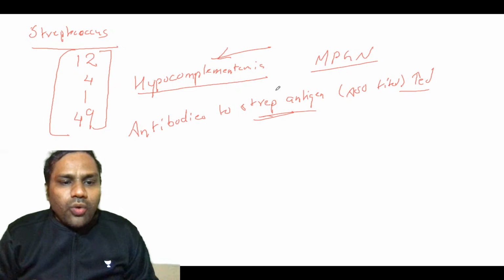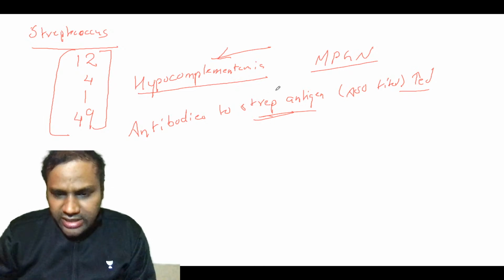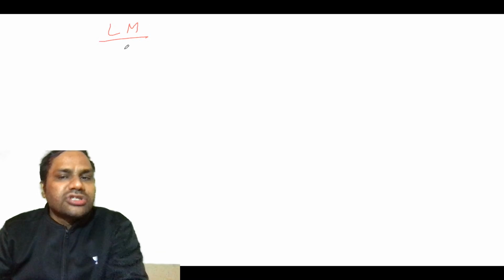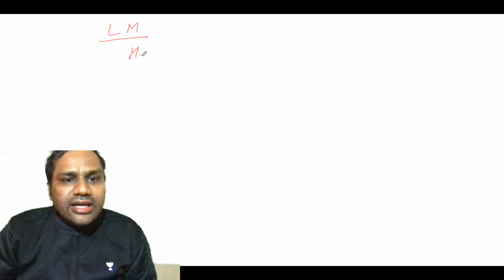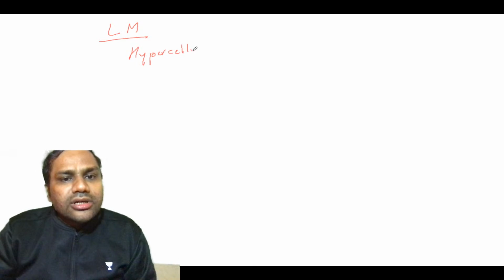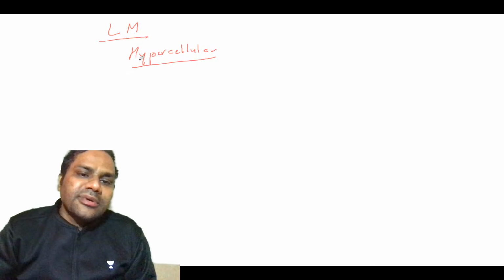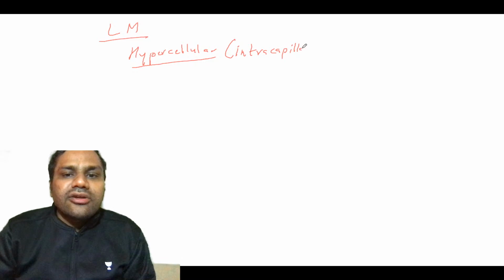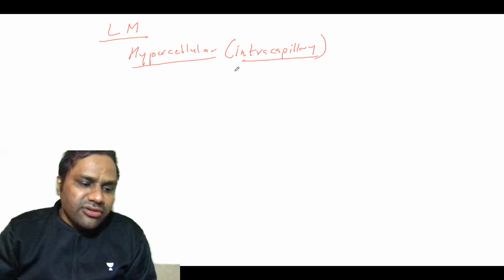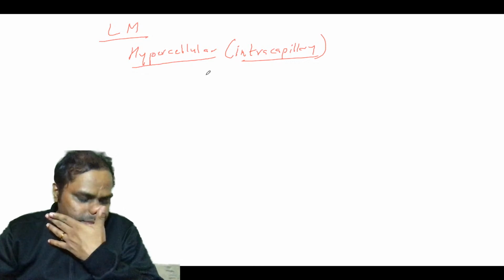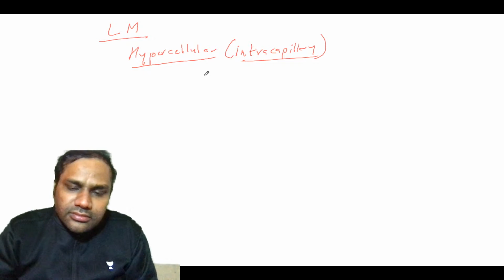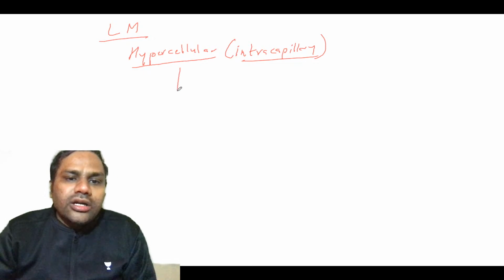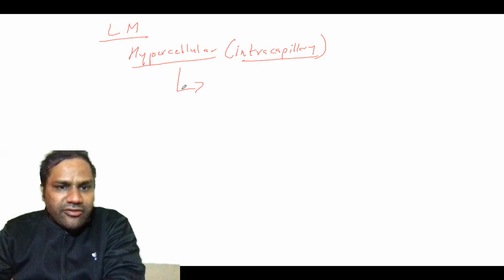These are the basic points which you know very well. Now what is our today's important thing? What do you get in light microscopy? As I said, in light microscopy you see the glomeruli. What will the cellularity of the glomeruli be? They will be hypercellular. The hypercellularity will be intracapillary, so inside the capillaries the cellularity will increase. Hypercellularity of what?